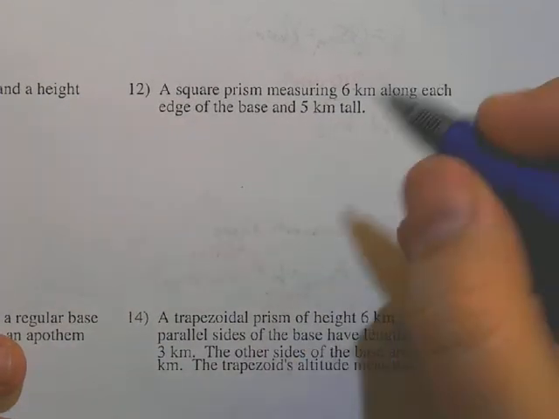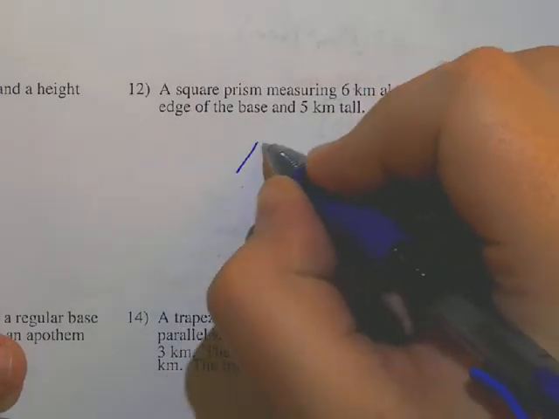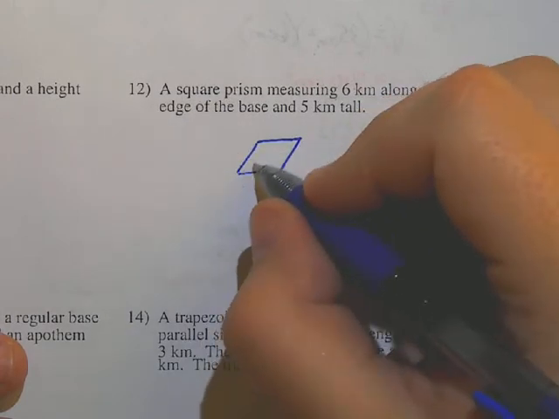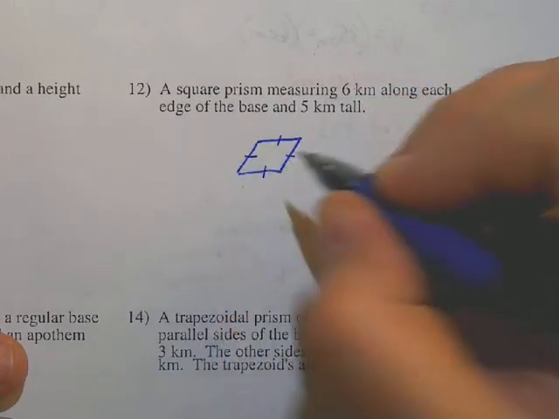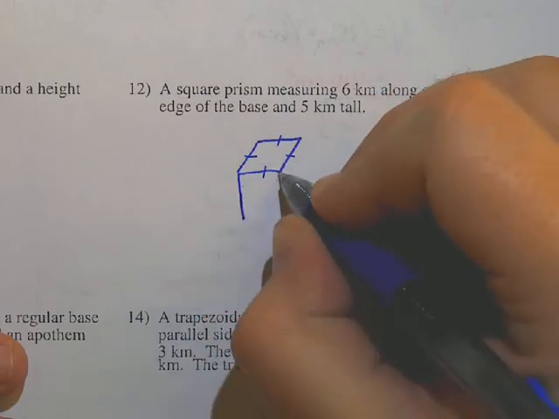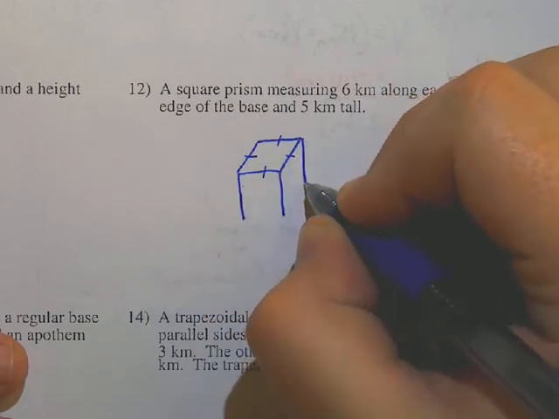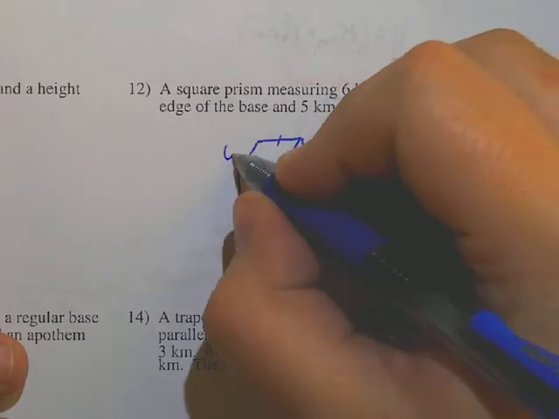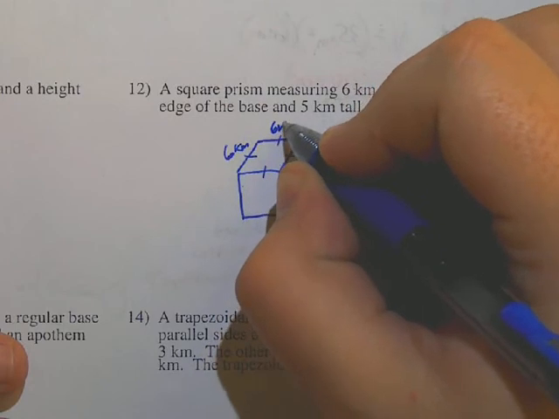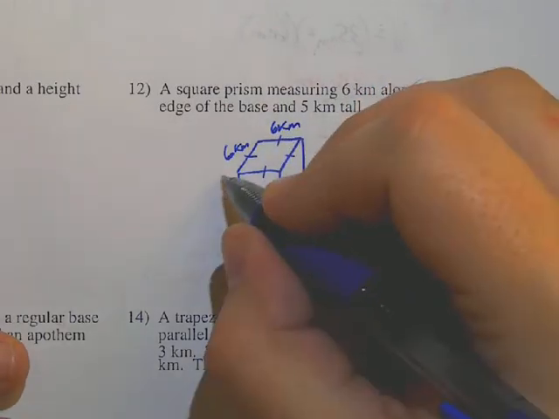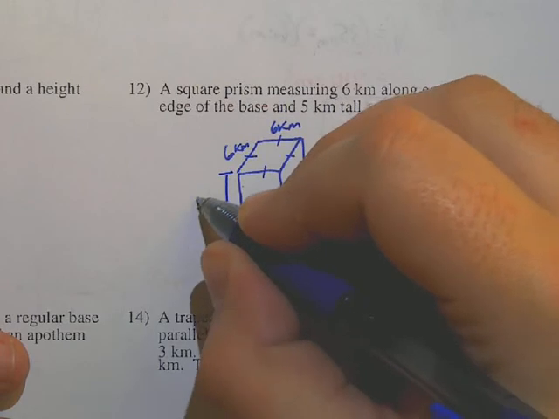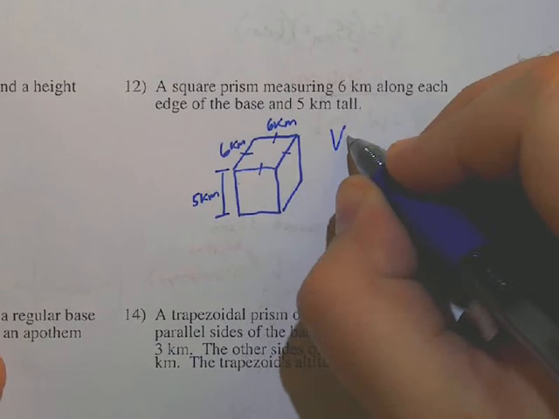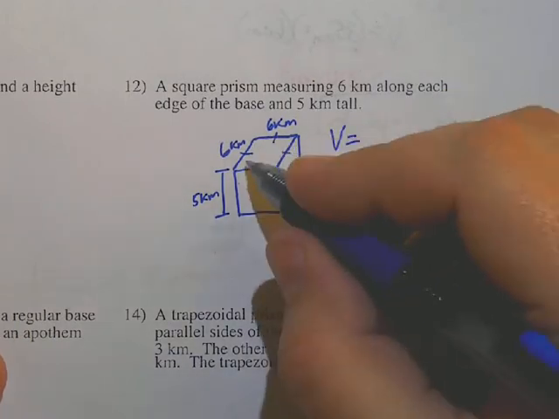How about the square prism measuring 6 kilometers along each edge of the base and 5 kilometers tall? So this is a square prism, which we talked about a little bit in class the other day, meaning the top of it is a square. What does a square mean? Well, it means that all 4 sides are the same, okay? And then however long the rest of these sides are, they don't necessarily have to be the same as the top. So this is 6 kilometers, once again, very huge, and this is 5 kilometers tall here.